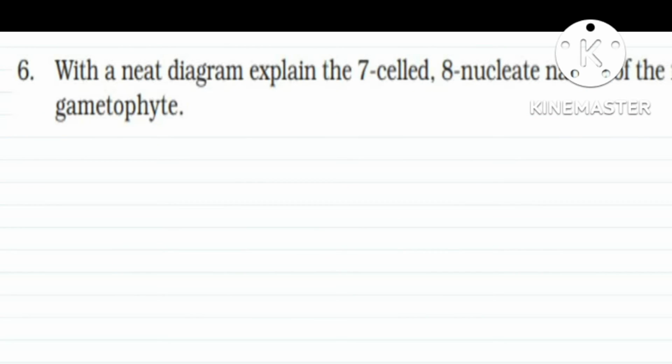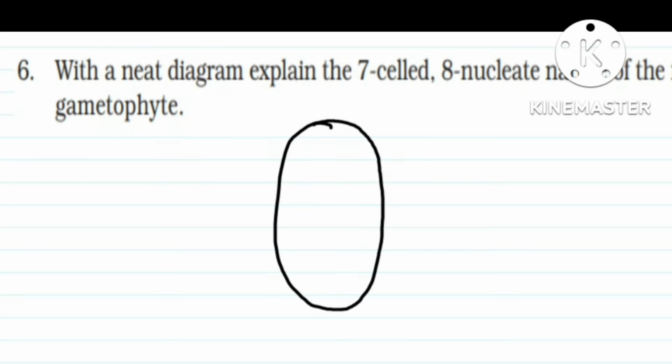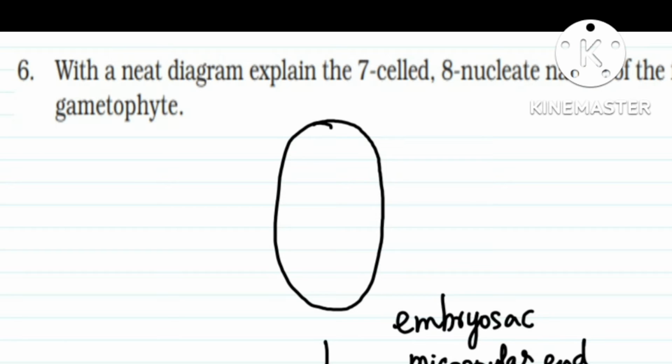A neat diagram explains the 7-celled 8-nucleate nature of the female gametophyte. In this, the female gametophyte means embryo sac. So they are actually asking to draw the diagram of the embryo sac. Now suppose this is the embryo sac. So there would be one end called the micropylar end, and the opposite end is called the chalazal end.